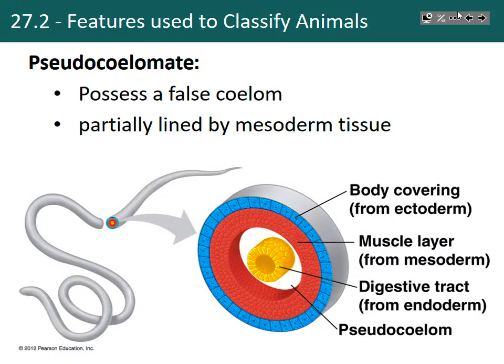The next one down, I'm doing these in opposite of evolutionary order because I think it helps to define what a coelom is first, is something that is pseudocoelomate. Pseudo meaning fake or false. So this is a false coelomate. This animal has a false coelom, which means it's partially lined by mesoderm tissue. So here's our endoderm, here's our ectoderm, and here's our mesoderm. The mesoderm lines the ectoderm, but it doesn't surround the gut cavity. So what does mesoderm become again? Does anybody remember?